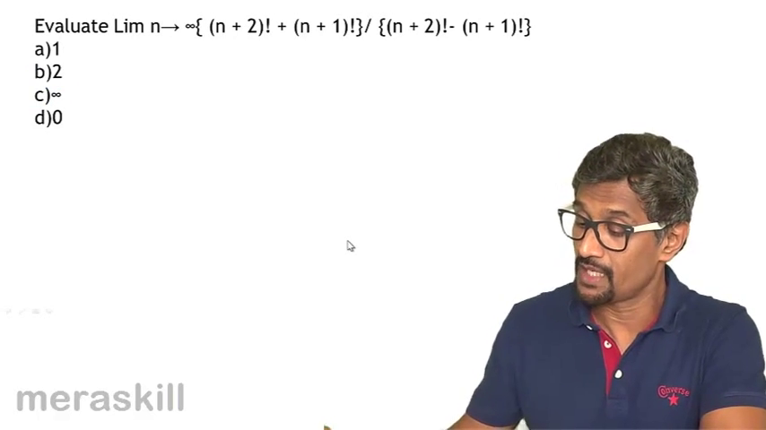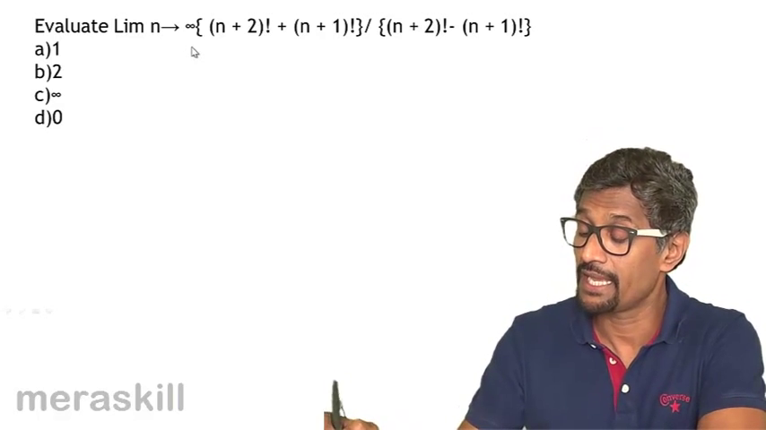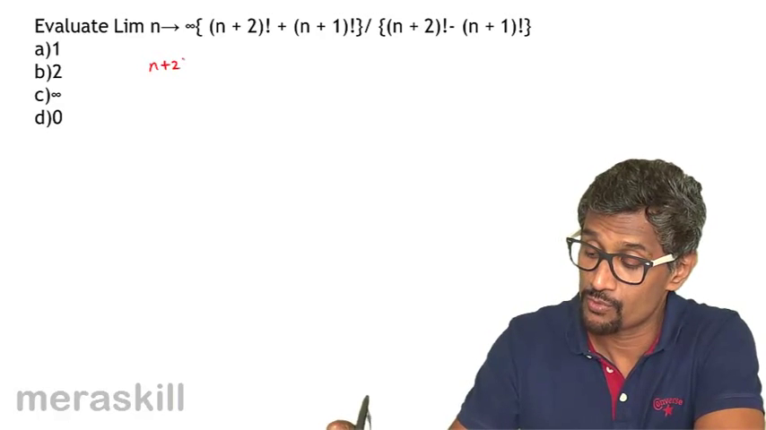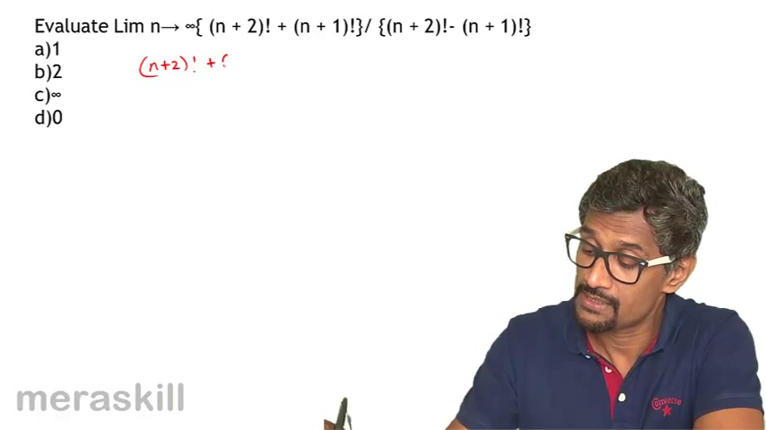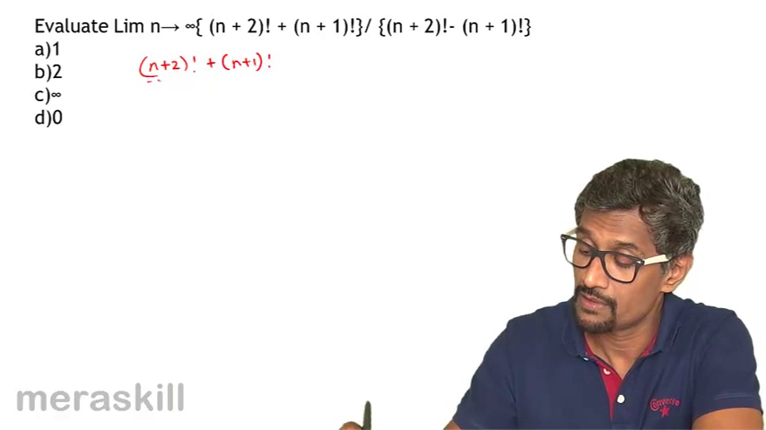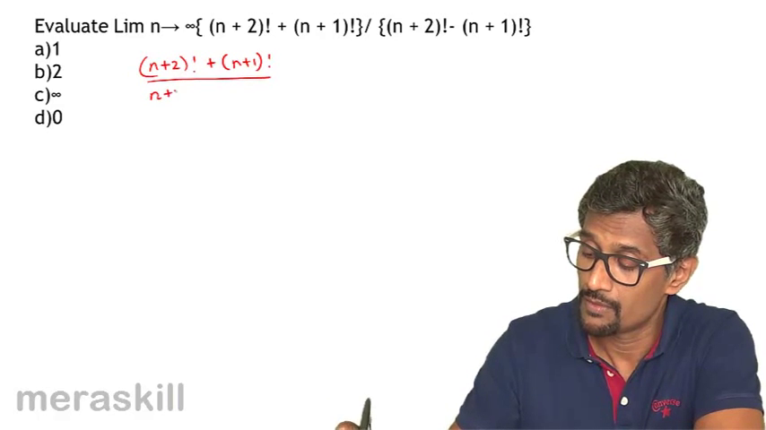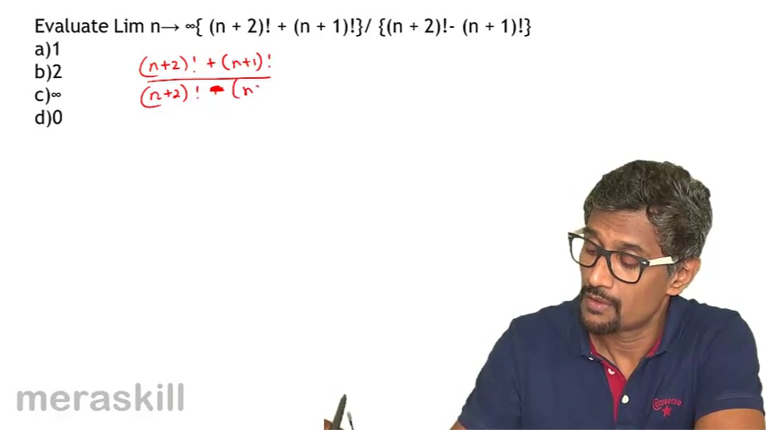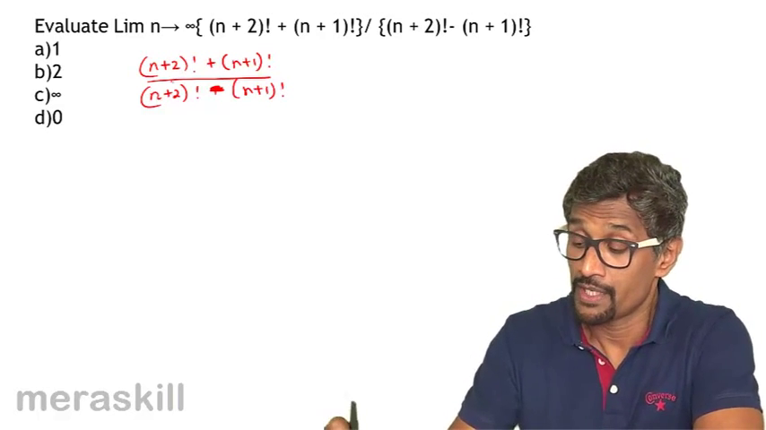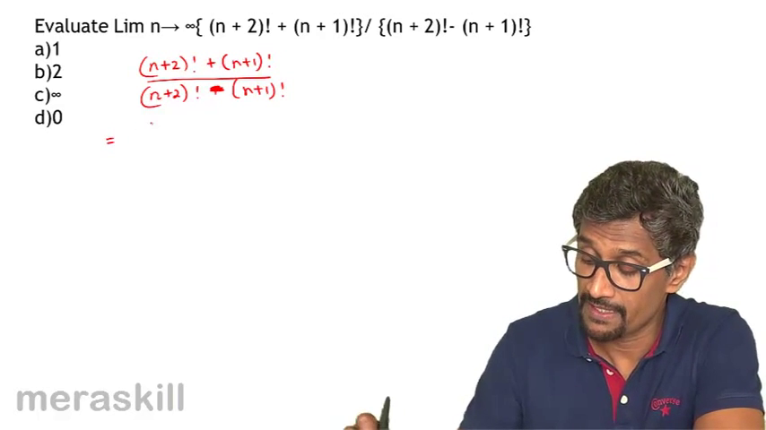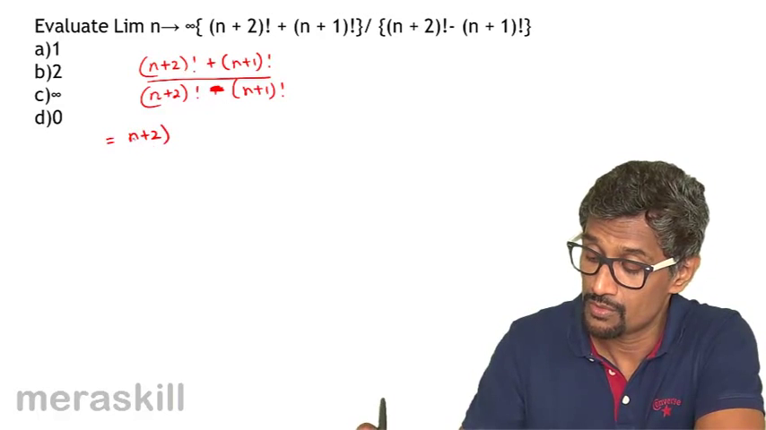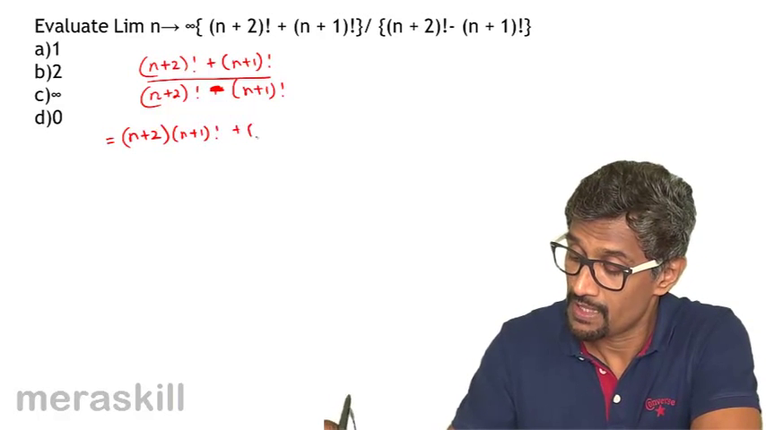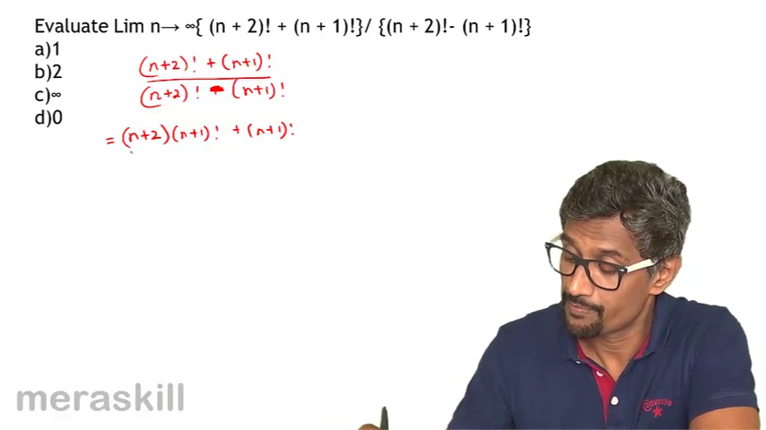Okay. Now we have another interesting limit as n tends to infinity. We have (n plus 2) factorial plus (n plus 1) factorial upon (n plus 2) factorial minus (n plus 1) factorial. Now how do we do it? We can simplify this. We can write it as n plus 2 into (n plus 1) factorial plus (n plus 1) factorial.